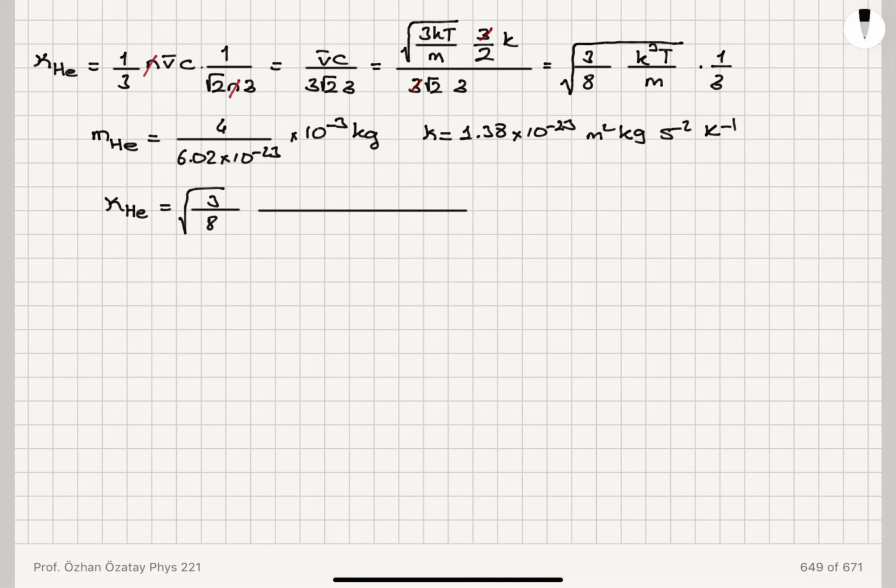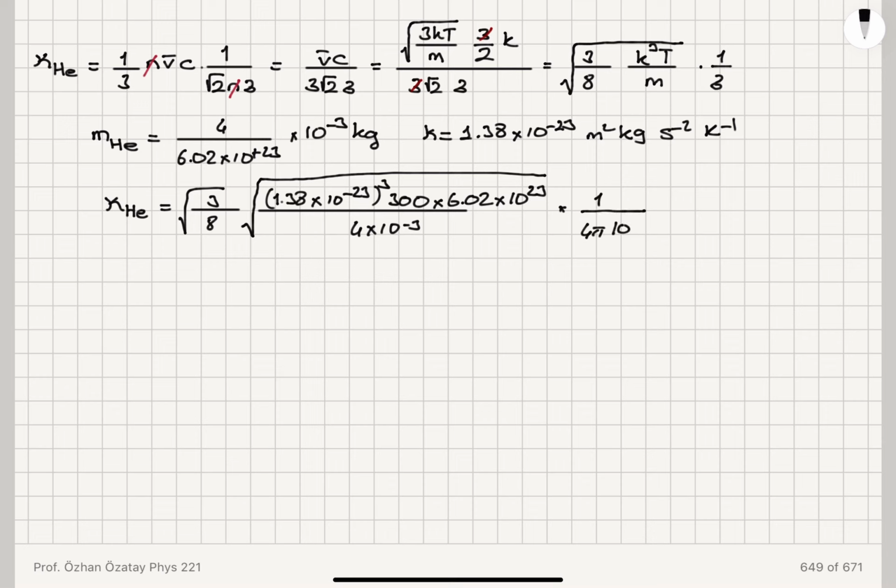Now I have the Boltzmann constant 1.38 times 10 to minus 23 cubed. Temperature is approximately 300 Kelvin. Then I have this divided by the mass of one atom, that is 4 times 10 to minus 3 divided by Avogadro's number 6.02 times 10 to the 23, square root, and this multiplied by 1 over sigma, 4 pi 10 to minus 20 meters squared. So if you calculate this, we obtain for the thermal conductivity 0.053 watts per meter Kelvin.